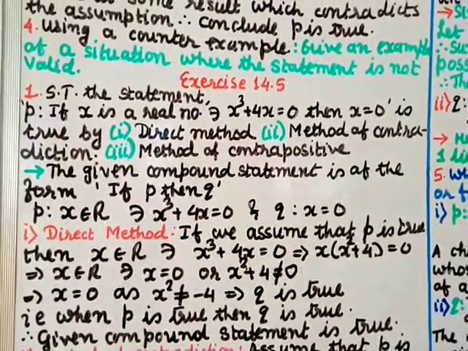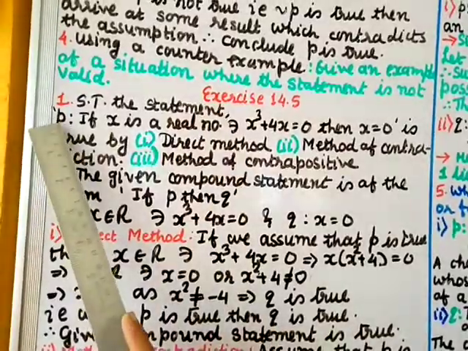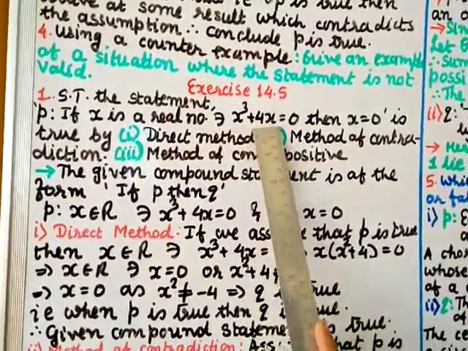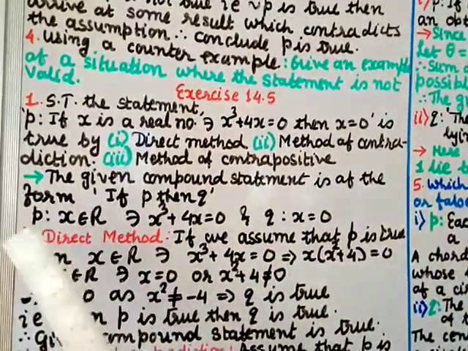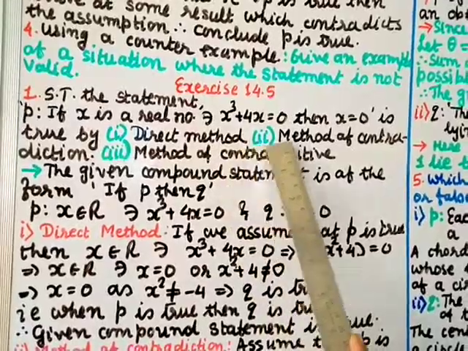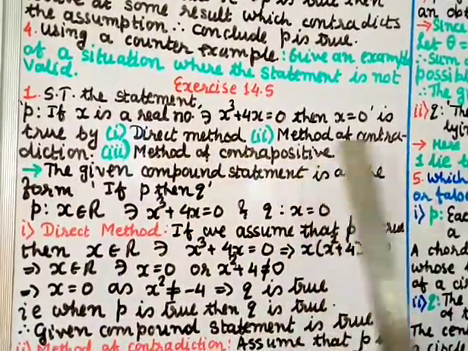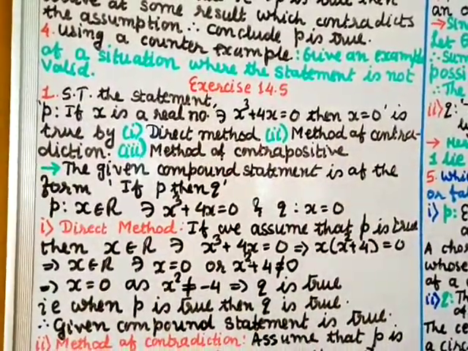Exercise 14.5. Question number 1. Show that the statement P, if x is a real number such that x cube plus 4x equal to 0, then x is equal to 0, is true by number 1, direct method, number 2, method of contradiction, number 3, method of contrapositive. So we have to show that this given statement is true by the 3 methods.